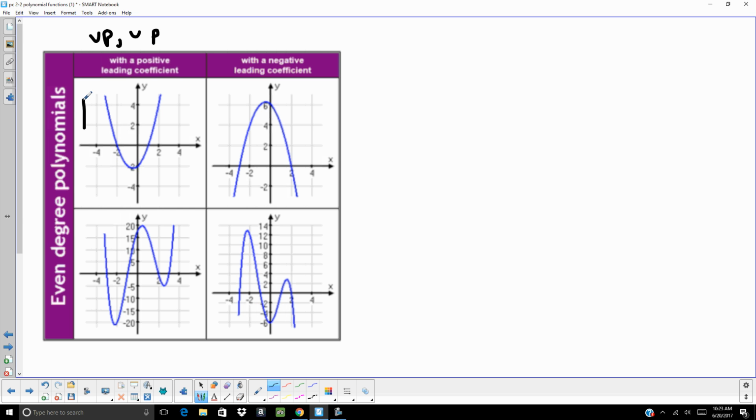A lot of times I'll just show that with an arrow too. Up, up. And if I've got a negative leading coefficient, it's down, down. And there's two examples there. So positive, both sides are going to go up. Negative, both sides are going down, and that's with an even degree.